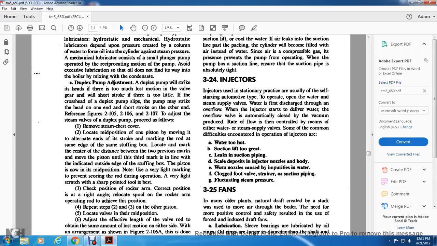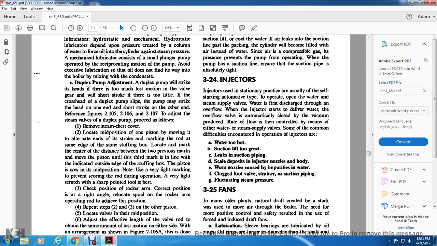324. Injectors. Injectors used in stationary practice are usually the self-starting automatic type. They operate with open water and steam supply valves. The water is first discharged through an overflow. When the injector starts delivering water, the overflow is automatically closed by the vacuum produced. The rate of flow is controlled by means of either the water or steam supply valves.